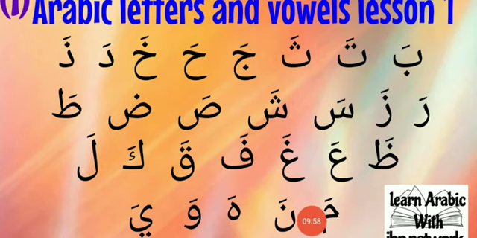Here we have nun together with fatha. We say nun fatha na, nun fatha na, na, na. Here we have ha together with fatha. So we say ha fatha ha, ha fatha ha, ha, ha.